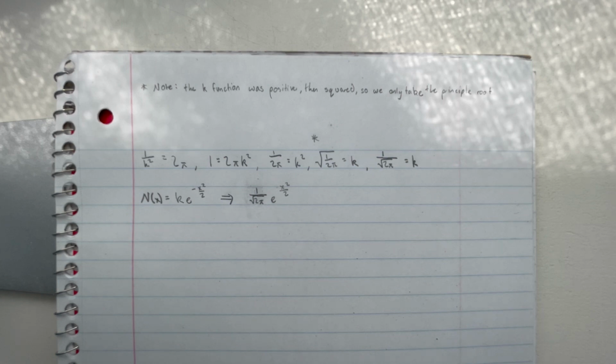1 over the square root of 2 pi is equal to k. Now we can plug this into our original function, n of x is equal to k times e to the negative x squared over 2. This becomes, as we substitute in k, 1 over the square root of 2 pi times e to the negative x squared over 2. And that is our standard normal distribution density function.